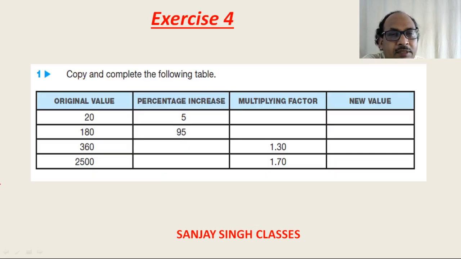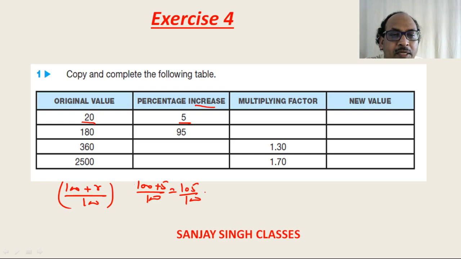Here we are given the question that the original value is 20, and percentage increase has taken place as 5. So here increase is there, so which formula will we utilize? We will utilize the formula 100 plus r by 100. Here the percentage increase is 5, so it is 100 plus 5 by 100, which will be 105 by 100, that is 1.05. So multiplying factor will be 1.05.